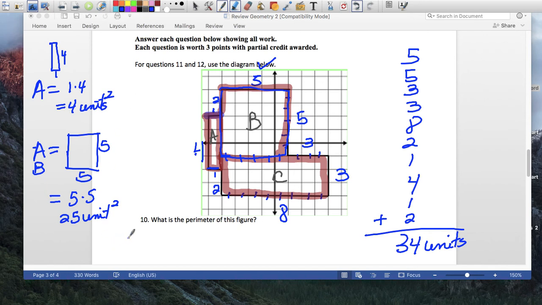And the area of rectangle C, it's a rectangle that's a little longer here, this way. Okay, and I know that it says it's 8 going this way, and going up is 1, 2, 3.